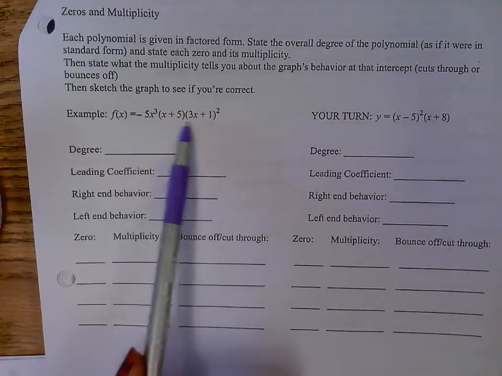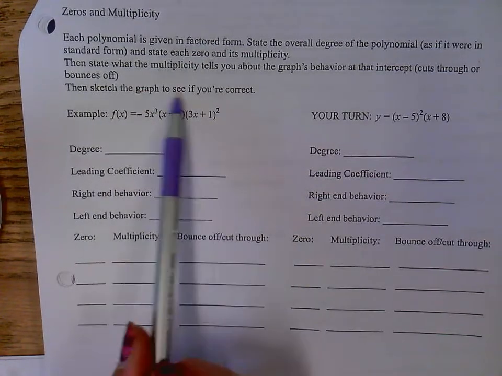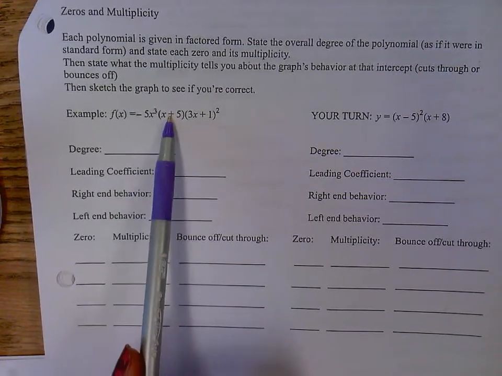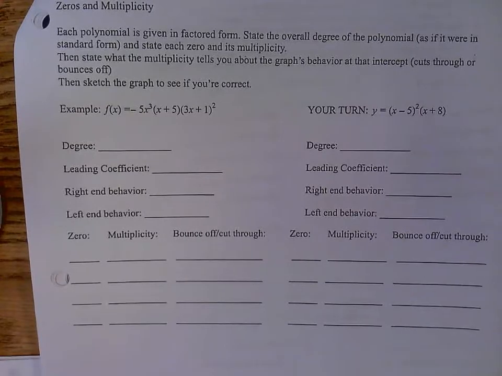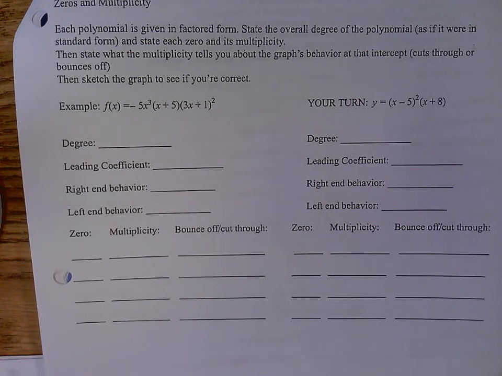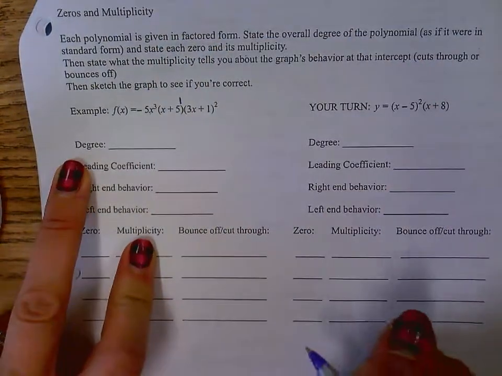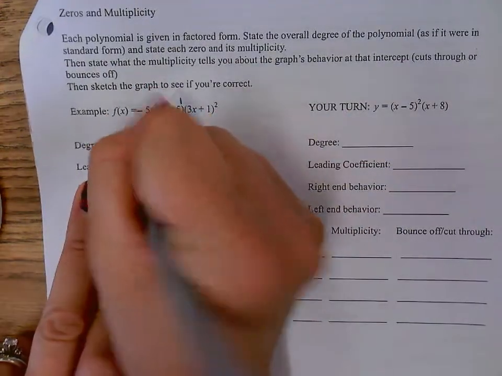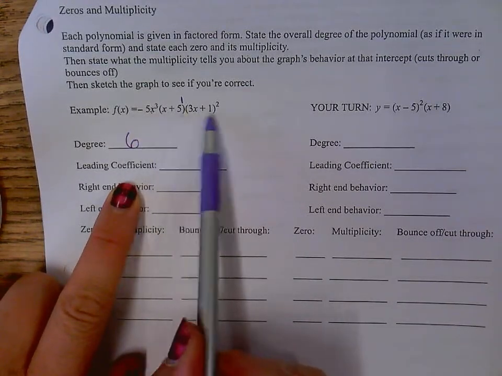So this is in factored form, right? I need to think about what is the total power of this whole function. So this is x cubed times x, and this is actually times x squared over here. What would be my total power of x's? Let's see, we've got 3 plus 1 plus 2. So my total power would be x to the 6th. That's the hardest part of this problem, is thinking about what the power of x's would be when you multiply this out.